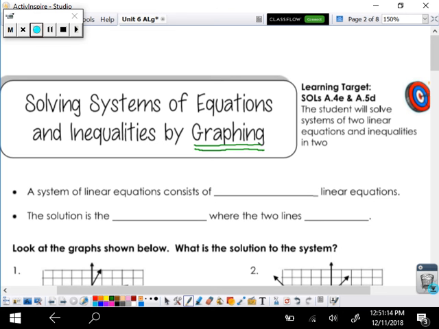So let's first talk about what is a system of equations. So a system of linear equations consists of two linear equations. So you're going to have two lines. The solution to the system is the point where the two lines intersect. Okay, so we're going to graph two lines. Hopefully they intersect, and if they do, that one point will be the solution.